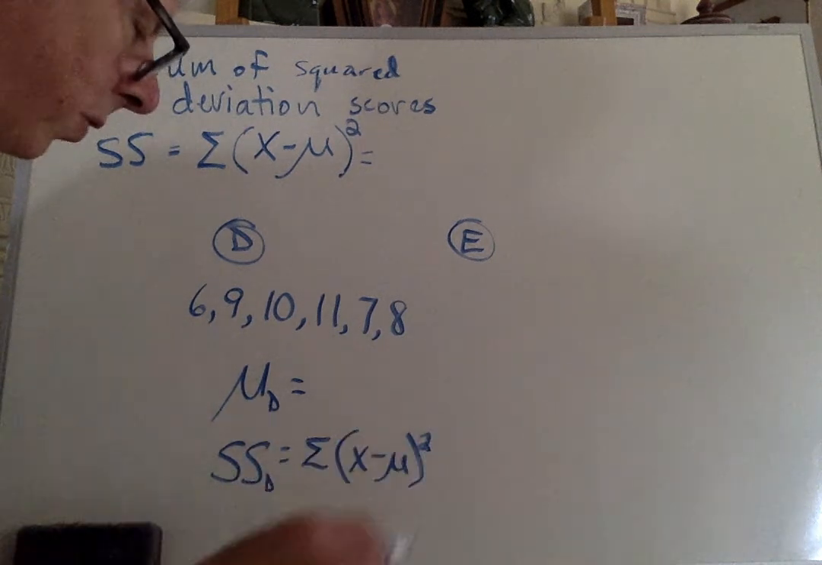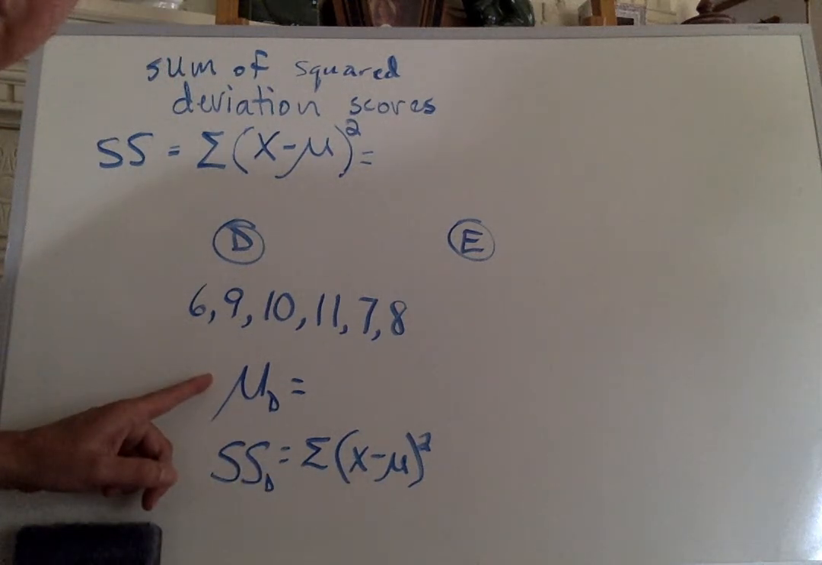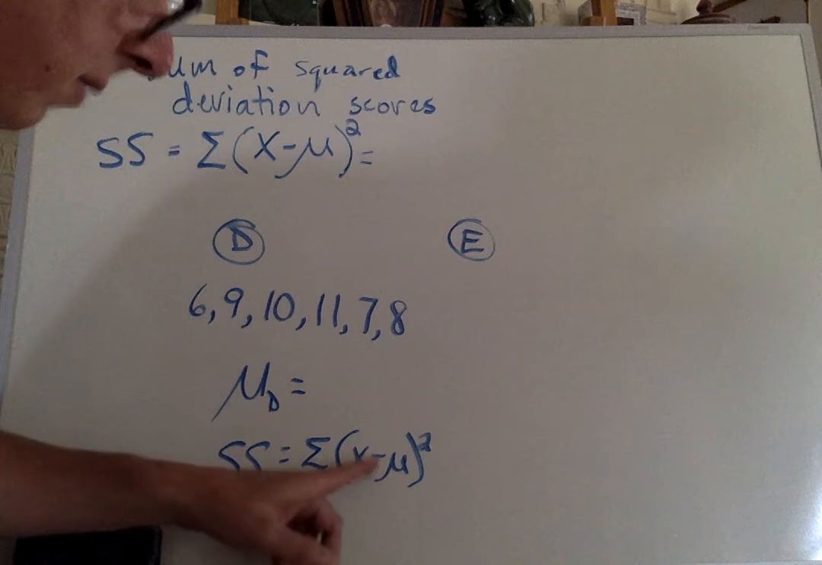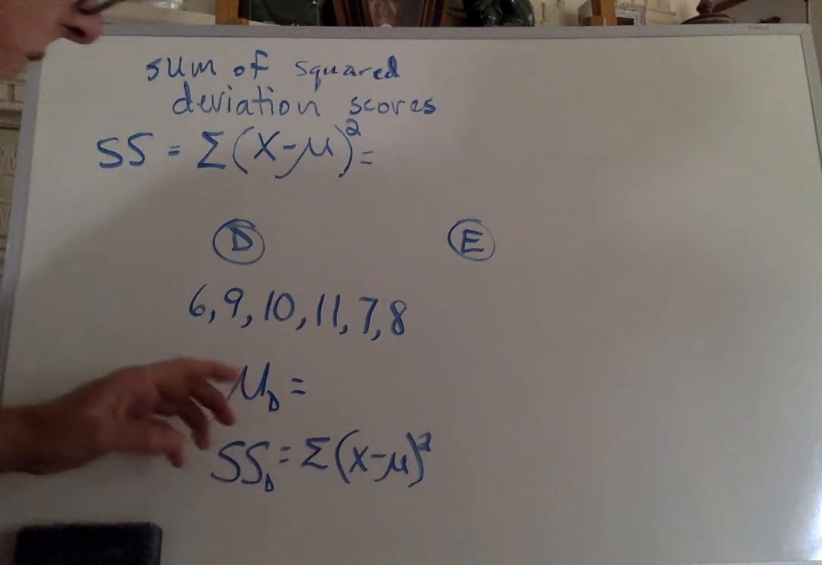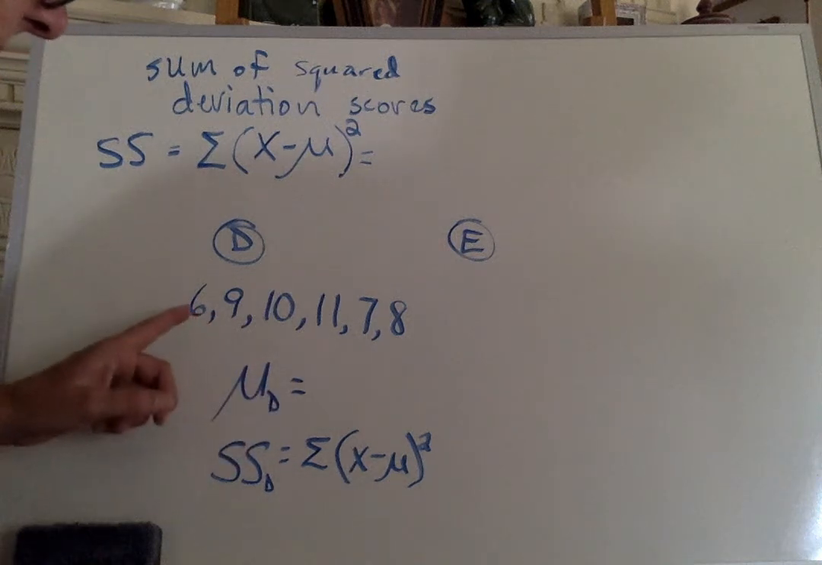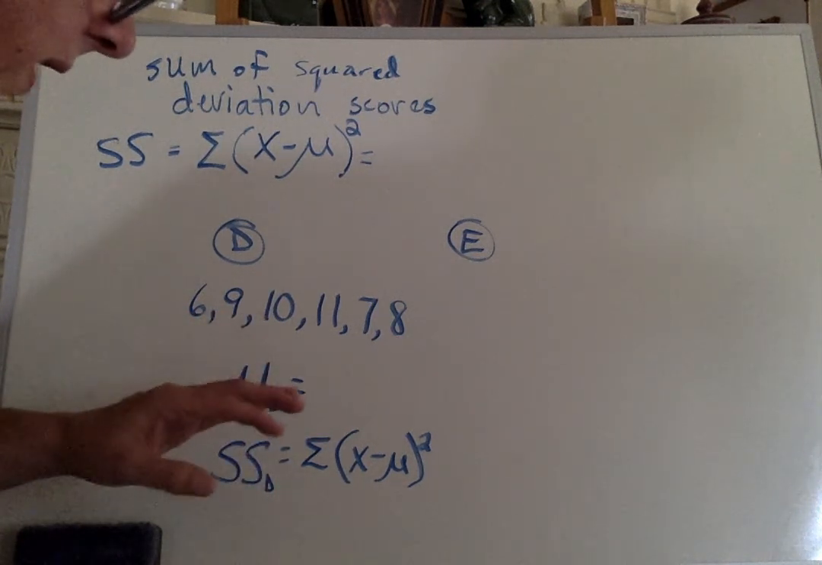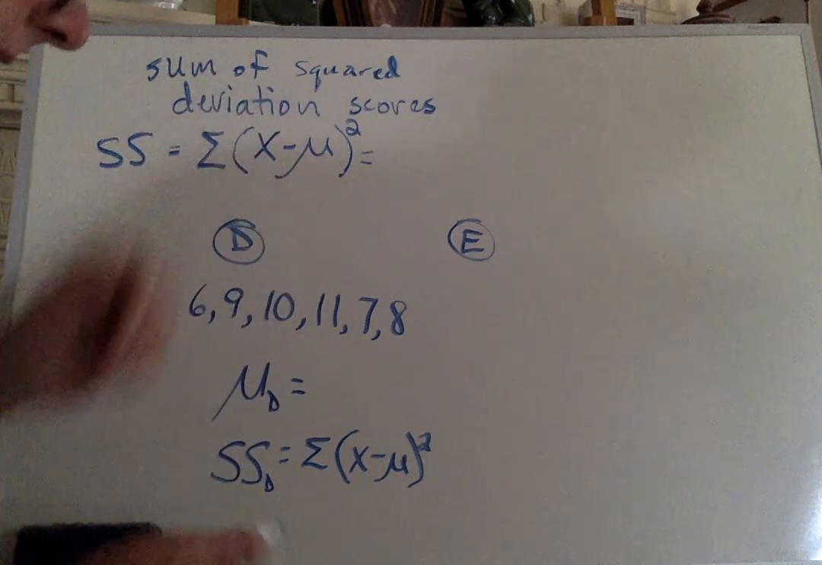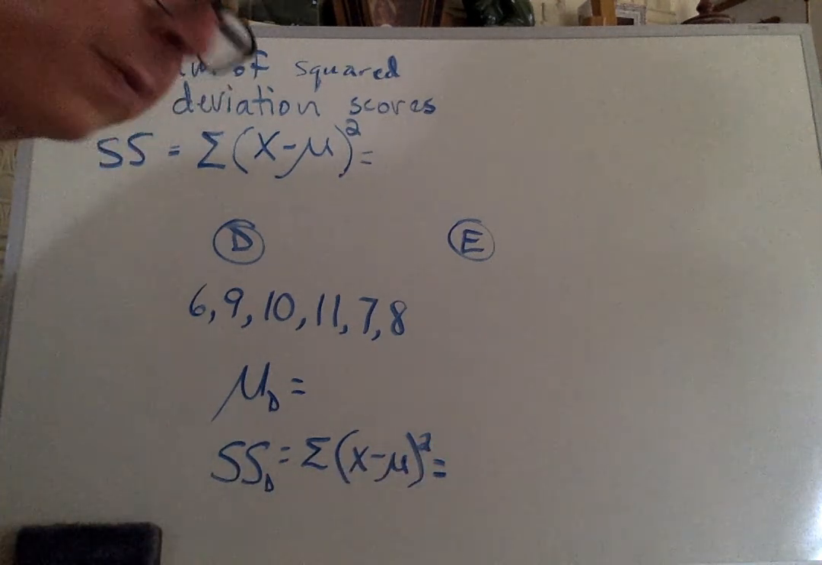Let me explain what you need to do here. First of all, we need to get the mean. That's what you're going to do here. Then you're going to take each score, subtract the mean, square it. So whatever the mean is here, it's going to be 6 minus the mean squared, 9 minus the mean squared, 10 minus the mean squared. Everybody got me? Then we're going to add all those together. So let's get that value.